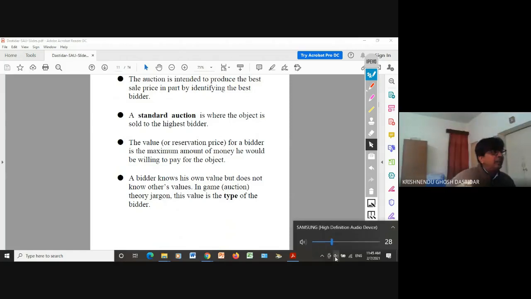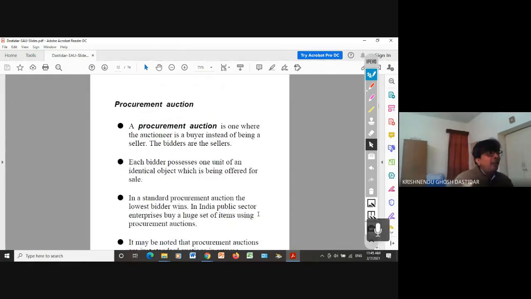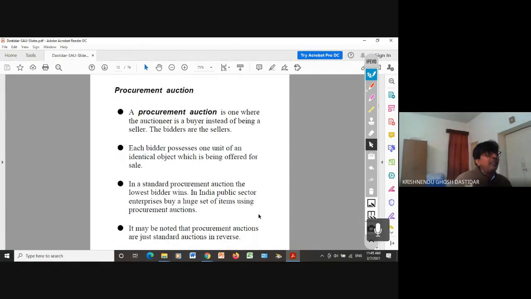Now, let me go to the next slide. What's a procurement auction? A procurement auction is one where the auctioneer is the buyer instead of being a seller. The bidders are the sellers. So each bidder possesses one unit of an identical object which is being offered for sale. I mean, it may be several units also.